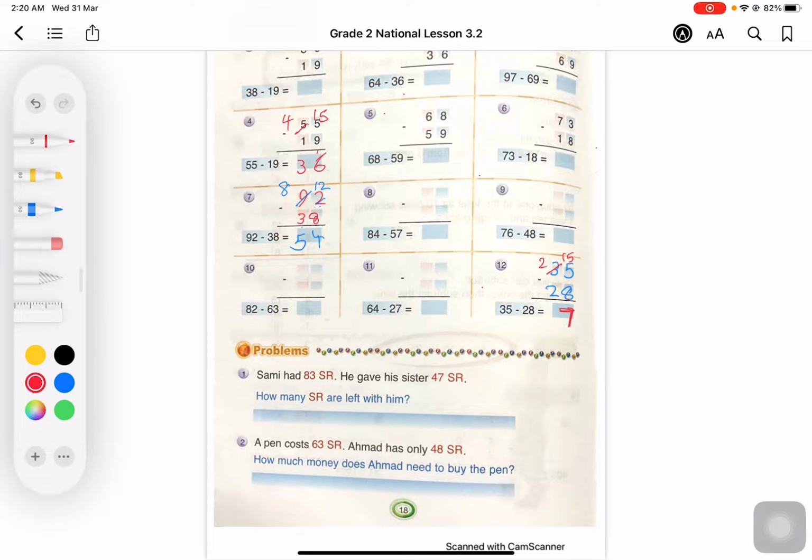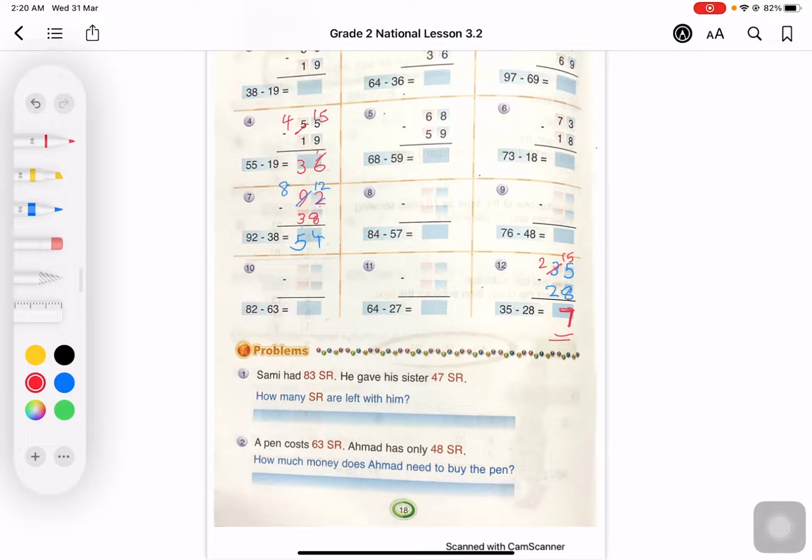And this 0 to the left, I don't read it. So then the difference between this number and this number is 7. Now the rest of these questions, the ones I didn't solve, are your homework. Let's go to the problem solving.